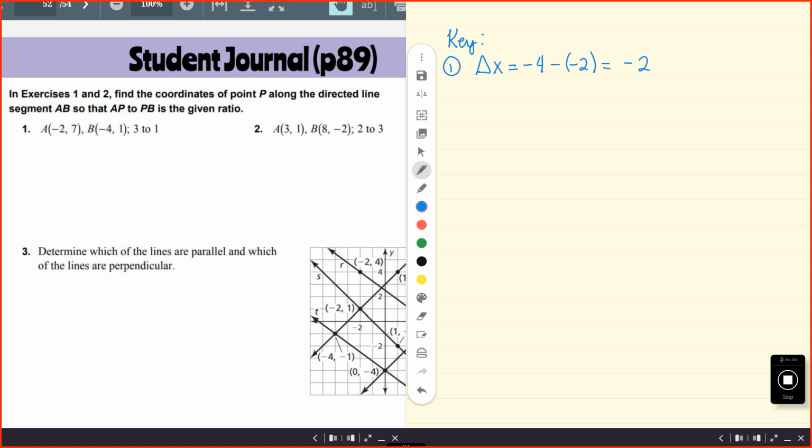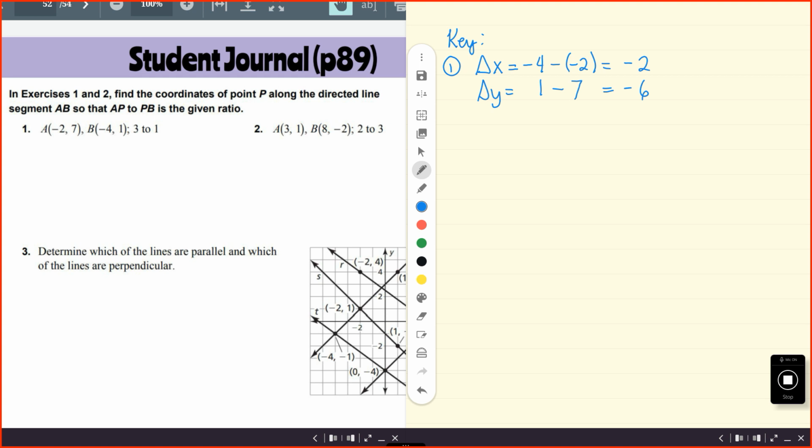Now let's pair up the y numbers. Delta y, what goes first? 1, take away 7, because you're getting the y numbers. So answer? Negative 6. Okay, so that's step 1.